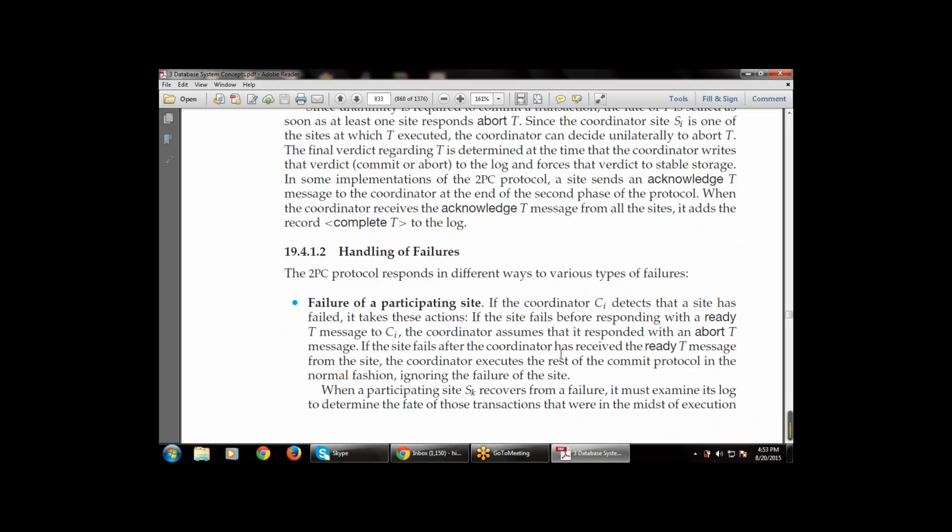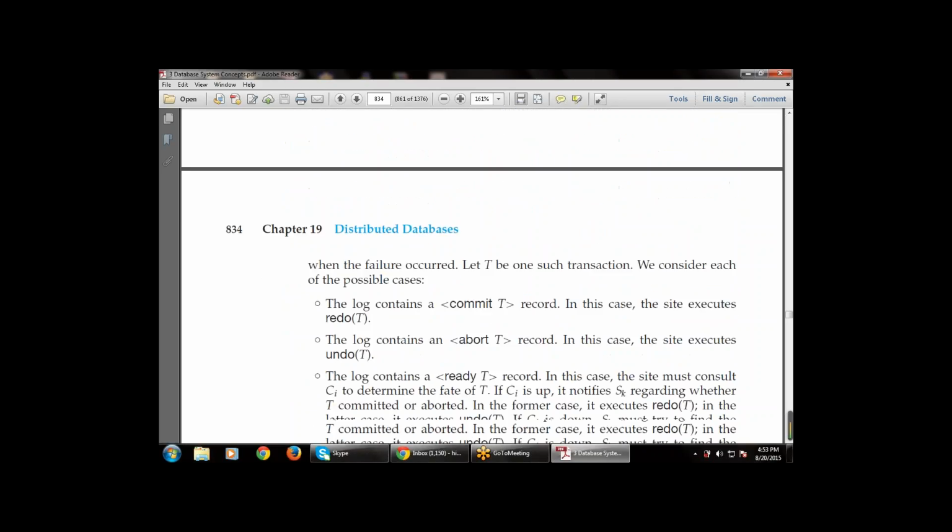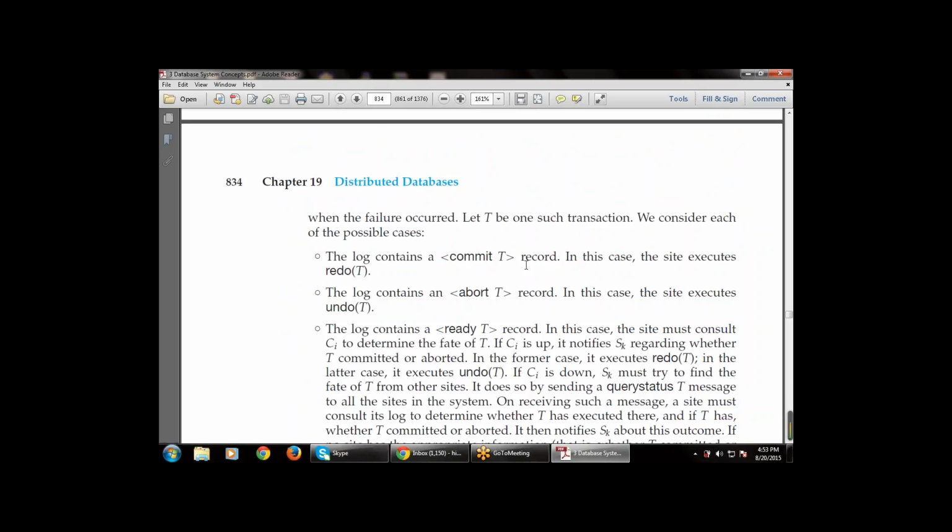When the participating site Sk recovers from a failure, it must examine its log to determine the fate of those transactions that were in the midst of execution. That is, the log is maintained to determine the fate of the execution. Let T be one such transaction. We consider the possible cases.